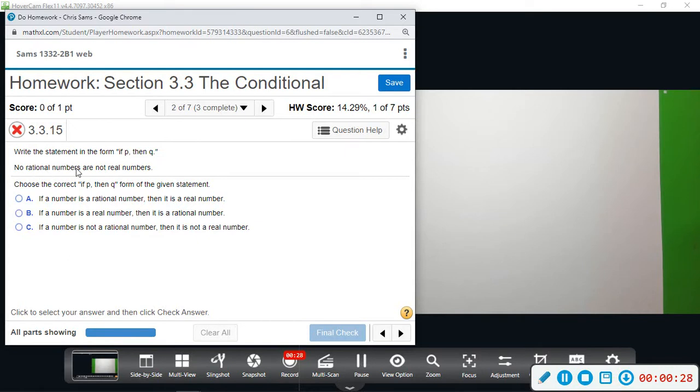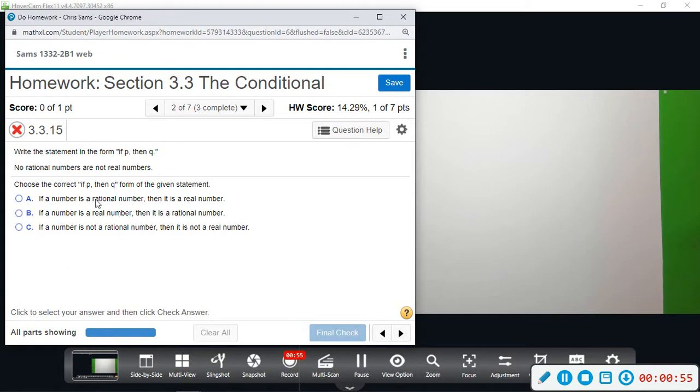So no rational numbers are not real numbers. And it sounds weird when you read it, but if you get rid of the no, you can kind of see what's going on in the not. So that double negative, kind of like in math, when we do a negative times a negative, we get a positive. Same thing here. If I take away the negative, the no, and the not, then I get rational numbers are real numbers, kind of like statement 1. So we want to write this in the if P then Q so that it's true.